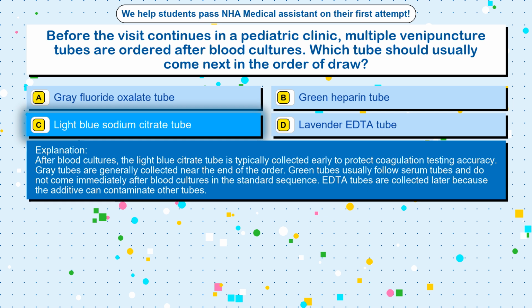After blood cultures, the light blue citrate tube is typically collected early to protect coagulation testing accuracy. Gray tubes are generally collected near the end of the order. Green tubes usually follow serum tubes and do not come immediately after blood cultures in the standard sequence. EDTA tubes are collected later because the additive can contaminate other tubes.